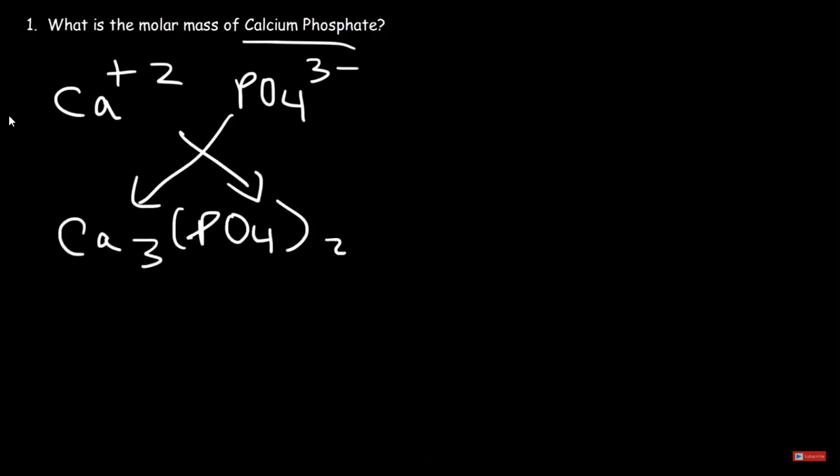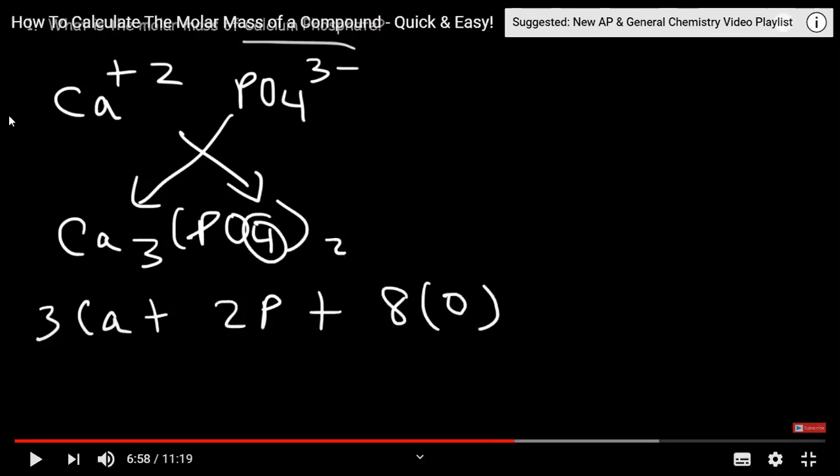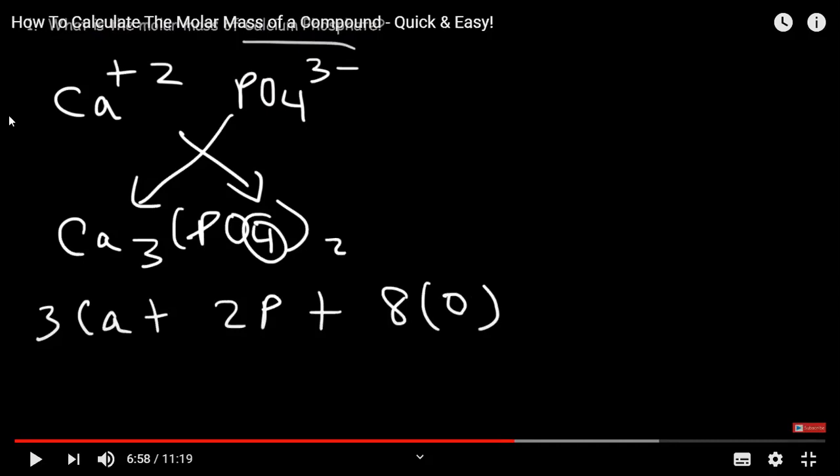So this substance has 3 calcium atoms, 2 phosphorus atoms, 2 times 1, and then 2 times 4 oxygen atoms. 8 oxygen. 2 times 4 is 8. Understood? How can we calculate this molecular mass?